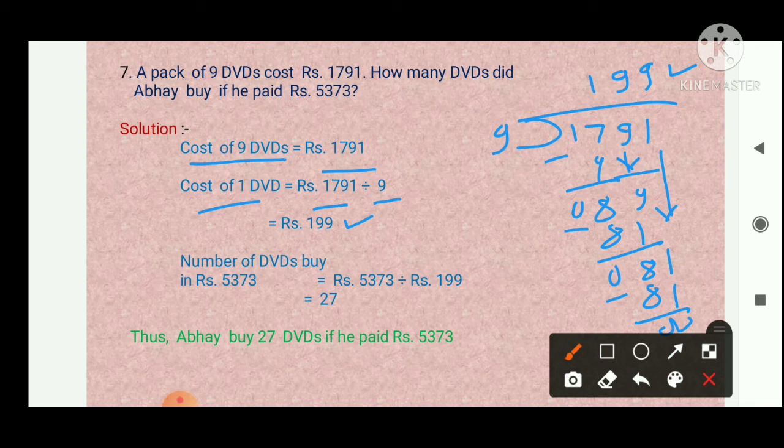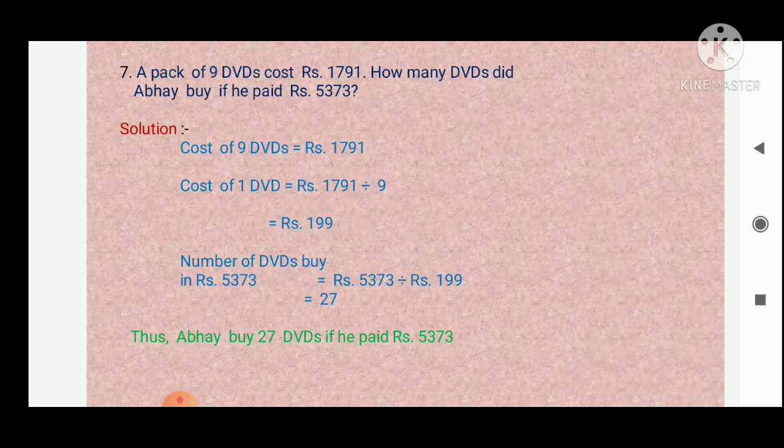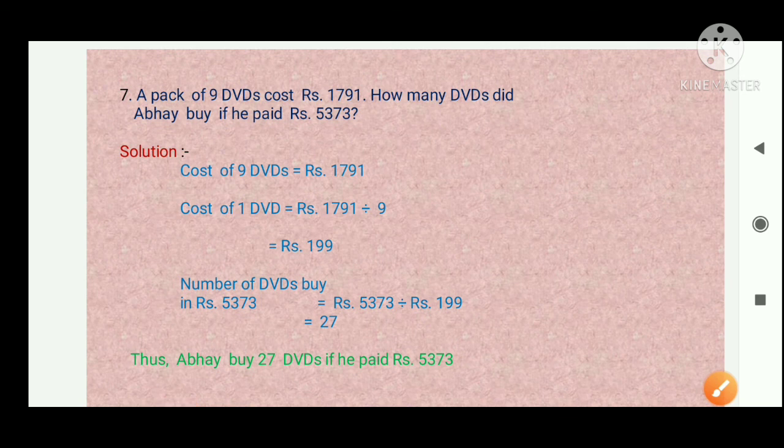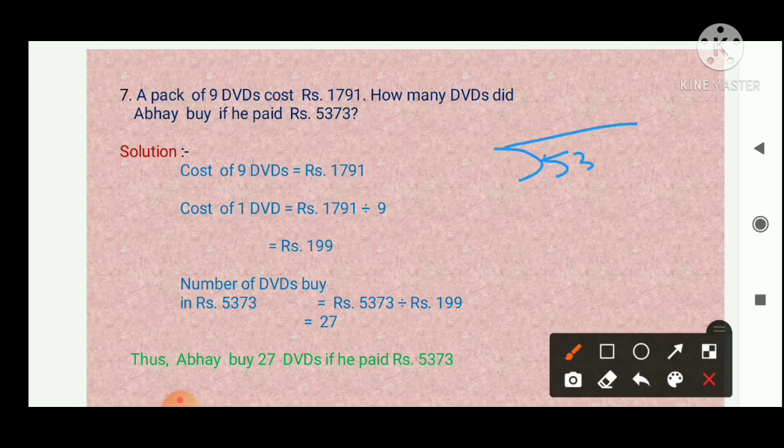But here we have to find out how many DVDs did Abhay buy if he paid 5373 rupees. So number of DVDs bought in 5373 rupees, we divide 5373 by 199. See student, we divide 5373 by 199. So first we divide 537 by 199. We get quotient 2.